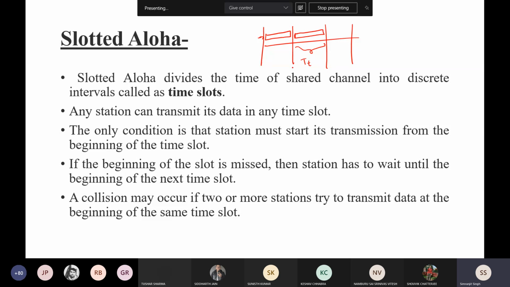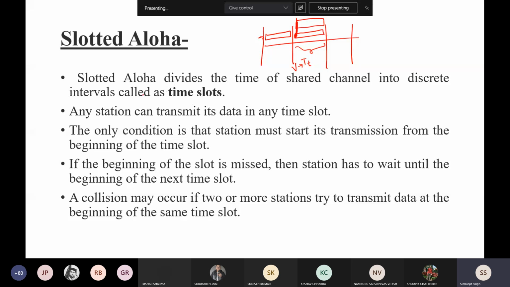Vulnerable time means the time when there is a chance of collision. There is no collision across slot boundaries, because every transmission has to start at the starting of the slot. The collision possible now is that another station tries to transmit in the same slot, so that will be your collision. That is why the vulnerable time now decreases to only the time slot, that is your Tt.